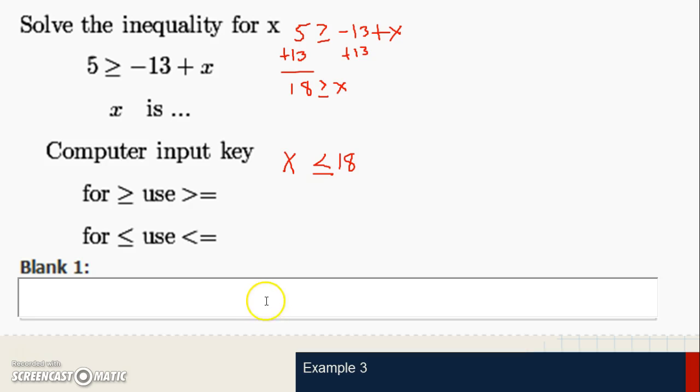Nothing has changed. So when I write it in down here, I'm going to use this less than or equal to, greater than or equal to sign. So x is, what is x? It's less than or equal to 18. So x is less than or equal to 18.